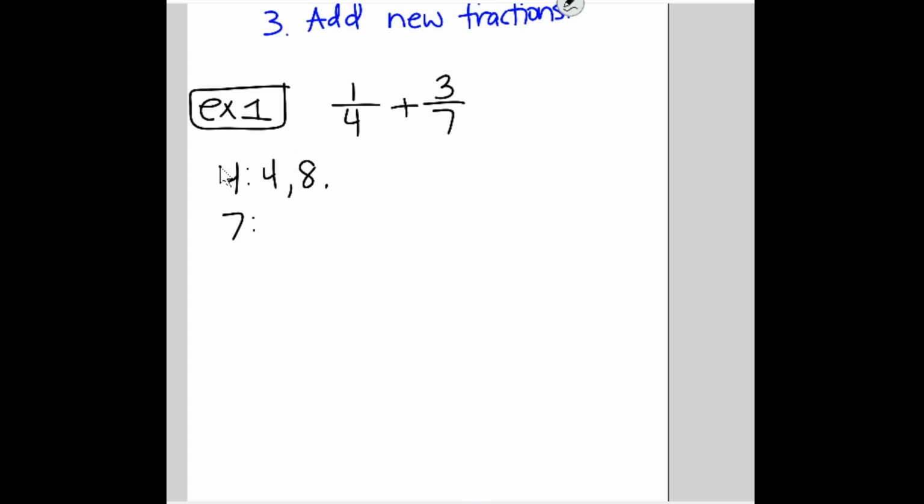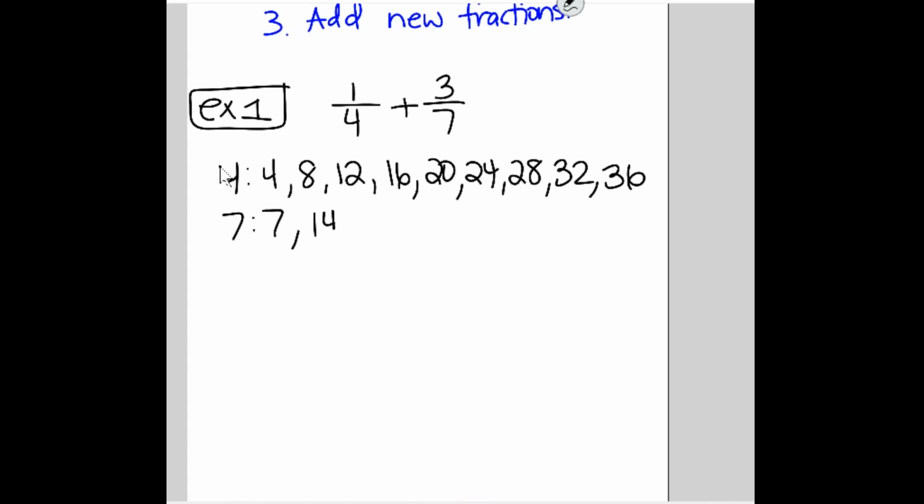4, 8, 12, 16, 20, 24, 28, 32, 36. I'm going to stop there just because I ran out of space. Let's see if I would need to keep going. So let's move on to our 7s. Looking at the 7s, we have 7, 14, plus 7, or times 3, 21, 28, 35. Should I keep going, or do I see a number that's the same?